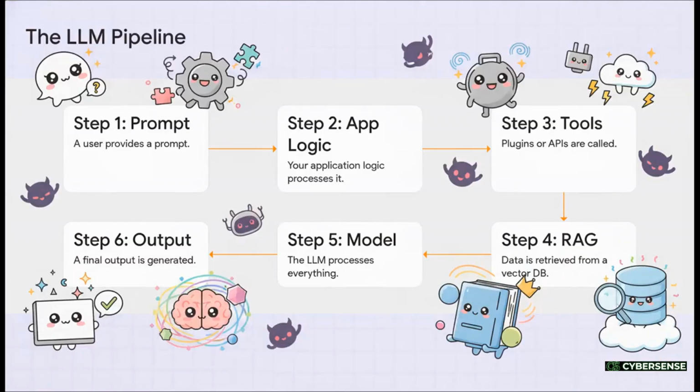You see, an LLM application isn't just one monolithic thing. It's actually a whole pipeline, a series of steps. It all starts with the user's prompt, which flows into your app's logic. Then it might call out to external plugins or APIs, pull data from a database for context, and then it finally hits the model to create the output. Every single one of those steps is a potential weak spot.